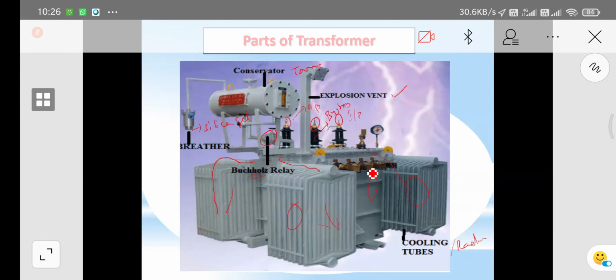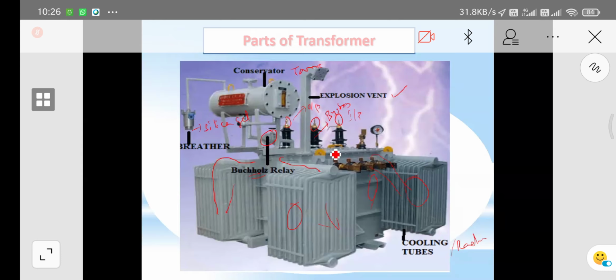Here this is 0.3 or 0.4 mm thickness, and here it is 3 mm to 4 mm thickness. And this is the main tank. So what is the function of the conservator tank? In order to expand the oil level.